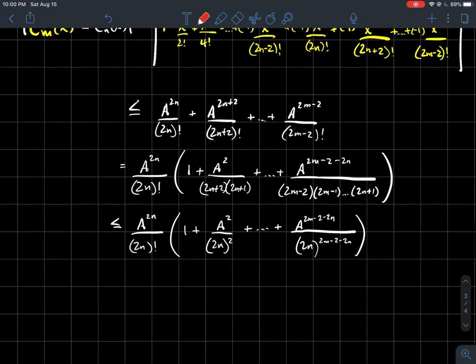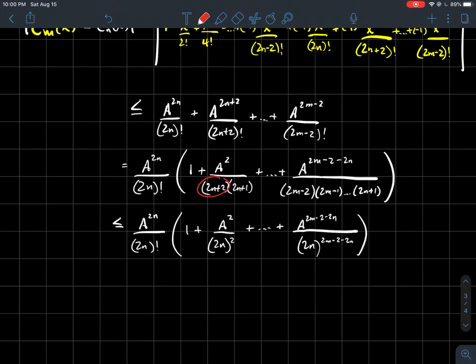Now what I'm going to claim is that that is less than or equal to, well, think about 2n plus 2. That is bigger than just 2n, and so is this. So this fraction is smaller than this fraction. How come? Because the denominator, 2n squared, is smaller than the denominator up here. So remember, when you make the denominator smaller, you get a bigger fraction, so you get a bigger number. Again, this number is bigger than this number because the denominator is smaller. And I'm going to do that every time.